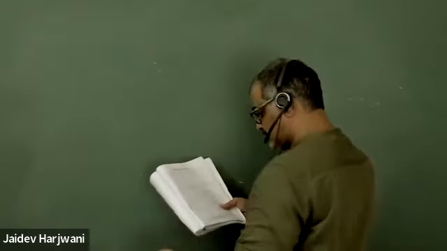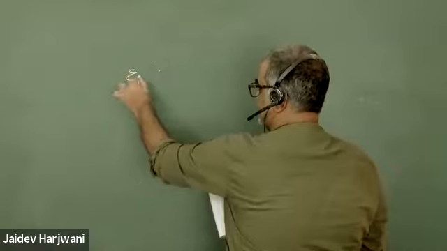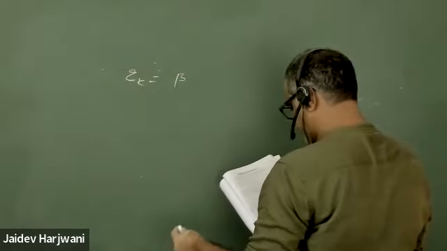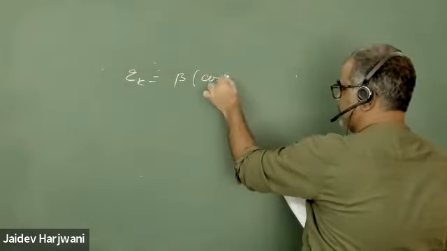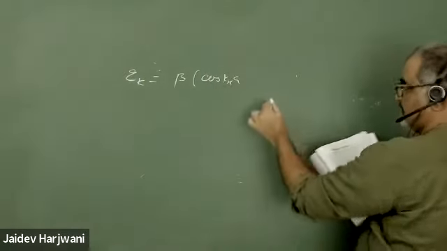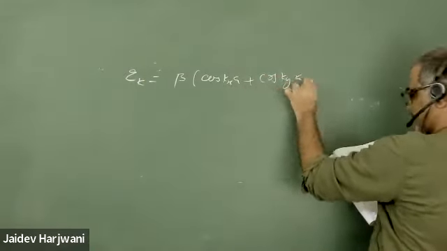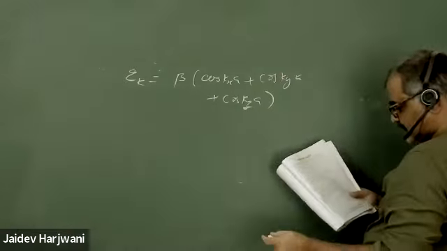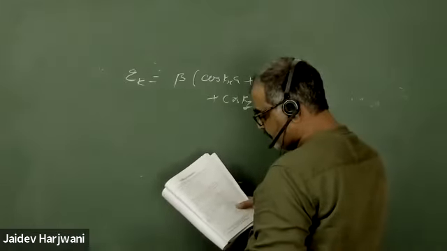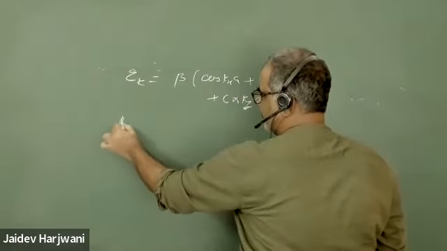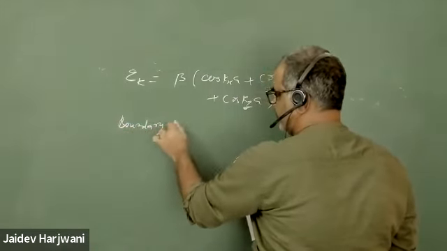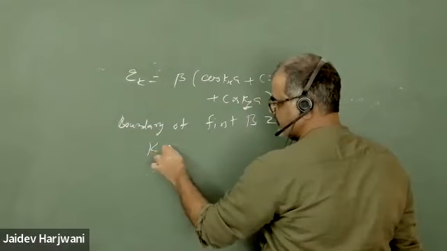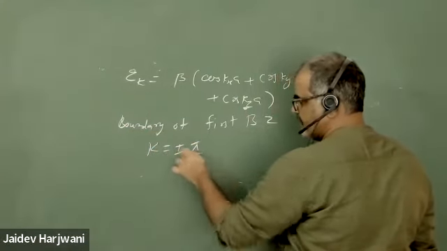Okay, so you have the same type of relation. Now E is equal to beta, cos kxa plus cos kya plus cos kza. Okay, this question is given. Now you have to find out the effective mass at the boundary of the first Brillouin zone. So at the boundary of the first Brillouin zone, that means k is equal to plus minus pi by a.